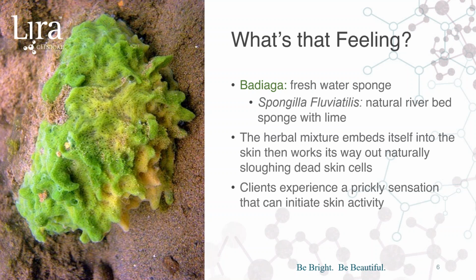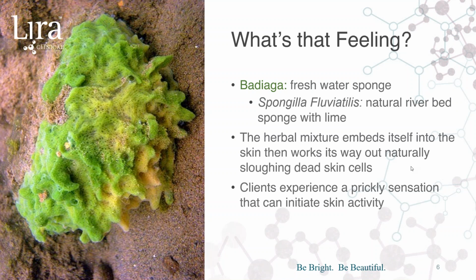Badiaga is actually a freshwater sponge that you find in Western Asia. It is a natural riverbed sponge with natural lime in it, and that's where you can see that really bright green color that is coming through with it. When you look at that, you also want to look at the fact that we triple mill that badiaga after it's dried with all the rest of those ingredients that make up that wonderful green power.